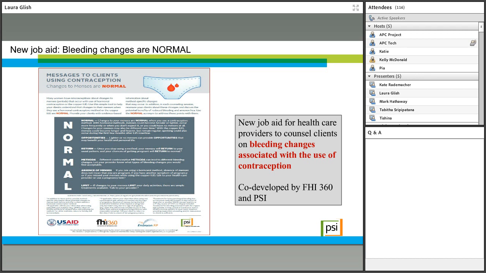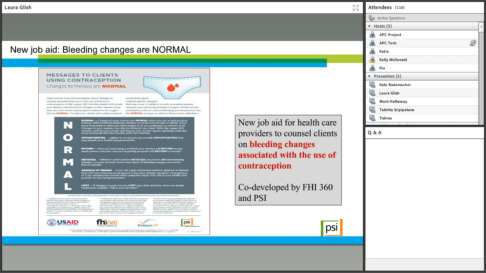PSI and FHI 360 worked together to develop a job aid for providers to remember some key messages to cover when counseling women on methods that may change their periods, so they understand that it's normal. It can be a positive opportunity, and their fertility and their periods will return to normal once they stop using the method. Different methods have different changes in bleeding, so you can choose what you'd like based on what's most likely with each method. Absence of menses does not mean you're pregnant if you're using your method consistently and correctly. And if the changes are limiting your lifestyle, you can always seek treatment or change your method.